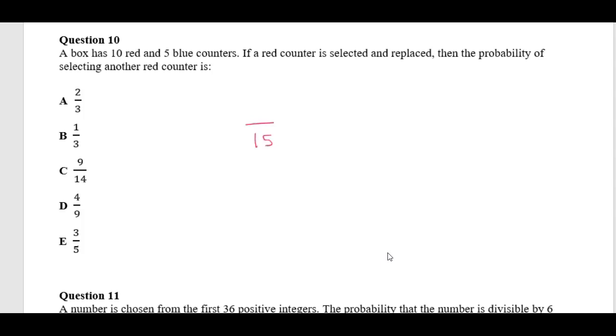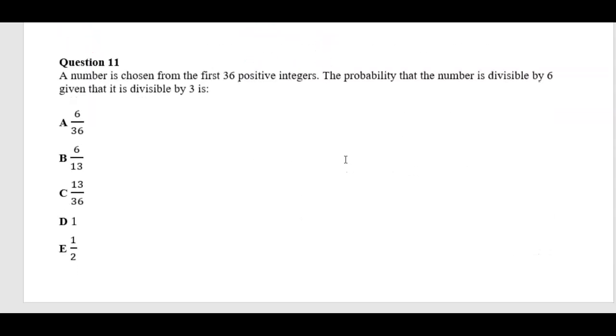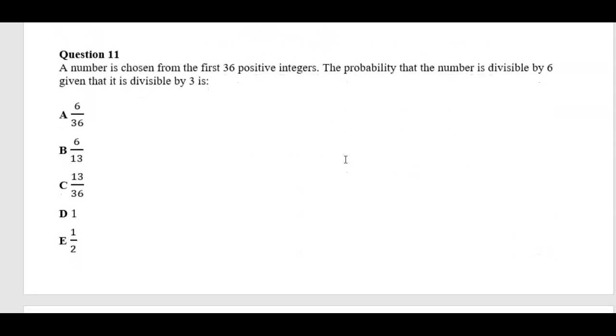And we want a red. So, oops, sorry, looking at the wrong number. 10 over 15. So the answer for that one is 2/3. So that's an example of independent events. Question 11. A number is chosen from the first 36 positive integers.